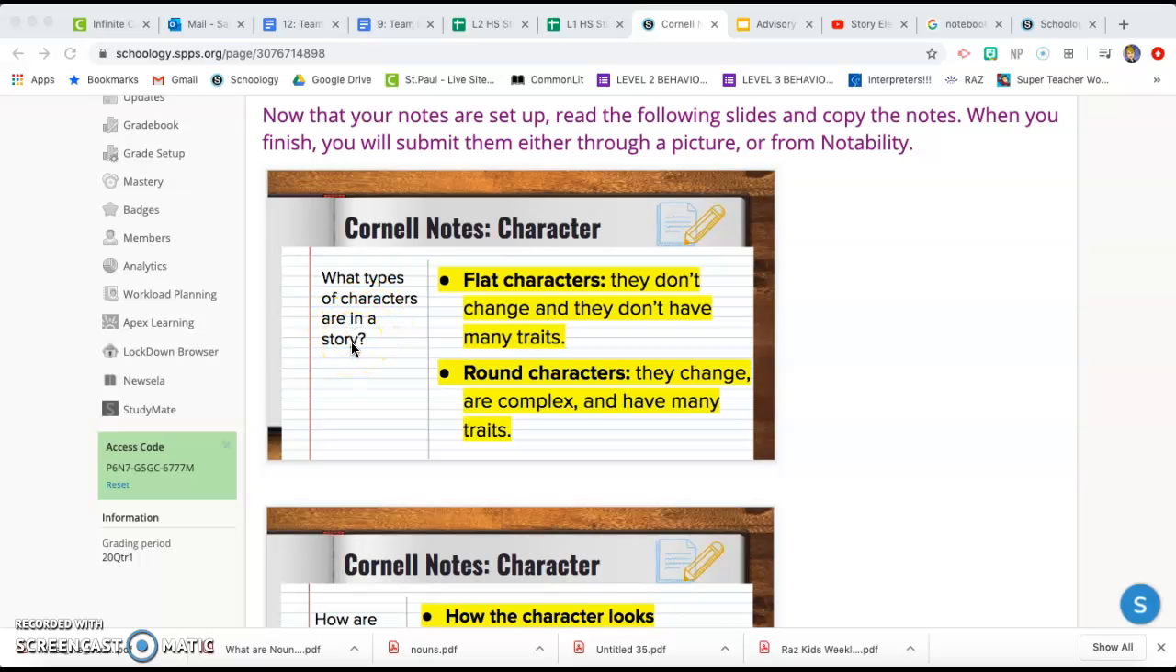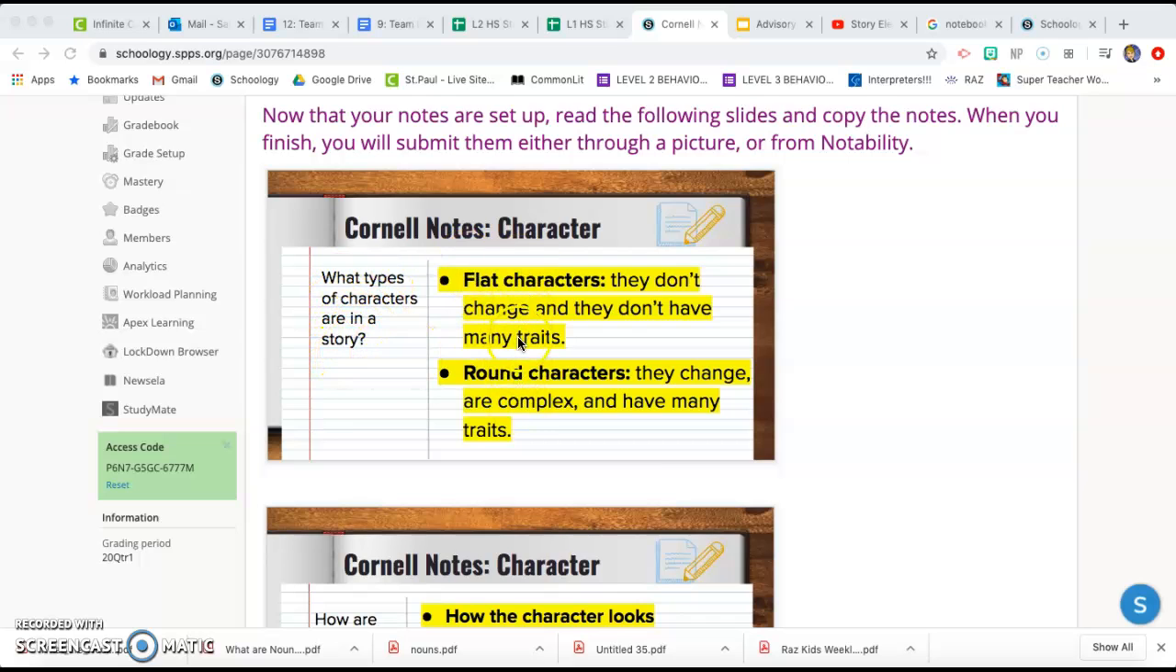We know that characters are in stories, and we know there are lots of different kinds of characters in stories we read. When we read the story of the Three Little Pigs, we had 3 pigs and 1 wolf. When we read the story of A Bad Case of Stripes, we had Camilla, the doctors, her mother, her father, and the old lady. But we also know that some characters are different than others. Today we will copy these notes to tell us about these different kinds of characters. What types of characters are in a story?